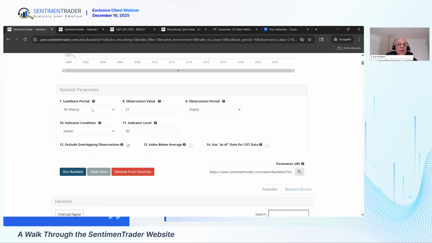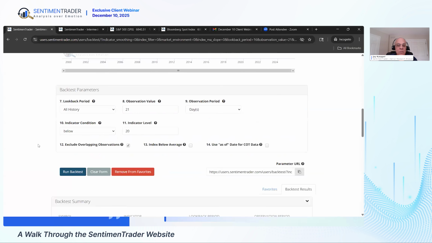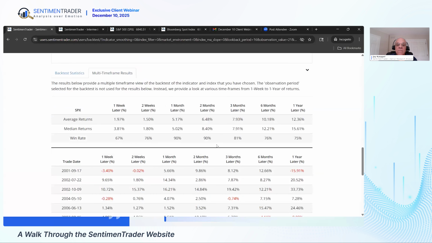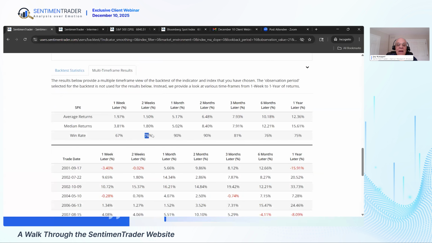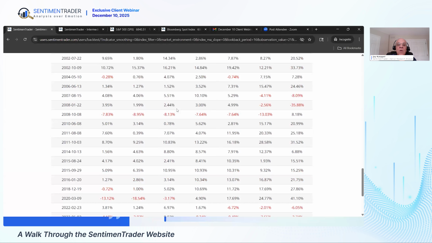Let's see what that looks like. And again, you can see it's kind of buying on weakness. So again, you kind of look at this and get a feel for it and say, well, some of these signals look pretty great. Some of them maybe not. What do the numbers say? What do the objective numbers say? So we go to multi-time frame results. And if I'm looking at win rate, I can see very clearly, right? 1 and 2 month win rates of 90%, right? So you can scroll down and kind of see how these go.